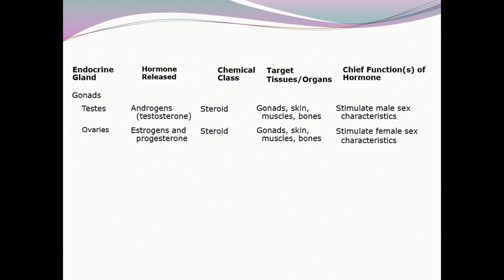The table summarizes the testes and ovaries. For the testes, androgens such as testosterone are released. They target the gonads, skin, muscles, and bones, and they stimulate male sex characteristics. The ovaries produce estrogens and progesterone, and they target gonads, skin, muscles, and bones, and they stimulate the female sex characteristics.